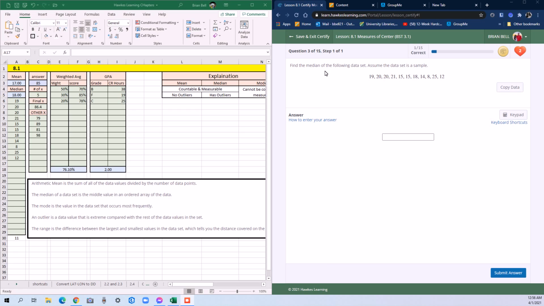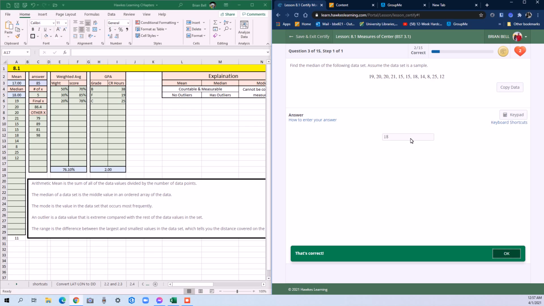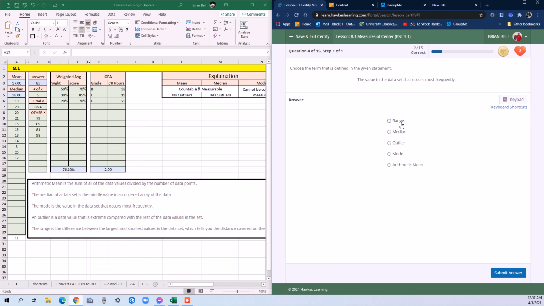Okay, so it's asking for the median, which is gonna be 18 right here, based on what I think I put in right. Now that I got one wrong, I'm worried. I'm not. All right, so the value in the data set that occurs most frequently. Look at the wording inside this question and look over here in this screenshot. You'll see it here, occurs most frequently, and that is the mode. All right, mode. Submit answer.